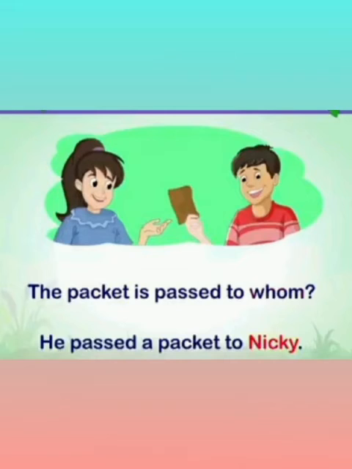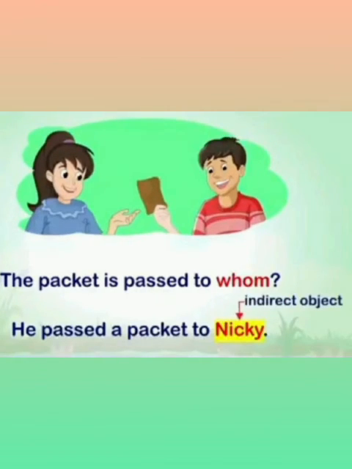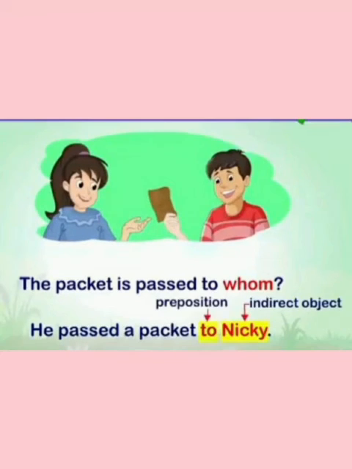He passed a packet to Nikki. Now, who is doing the action here? He. So, he is the pronoun, it is the subject. Passed is the verb, the action done by him. Passed what? A packet. So, packet is the direct object and passed the packet to whom? To Nikki. So, here Nikki is the indirect object.